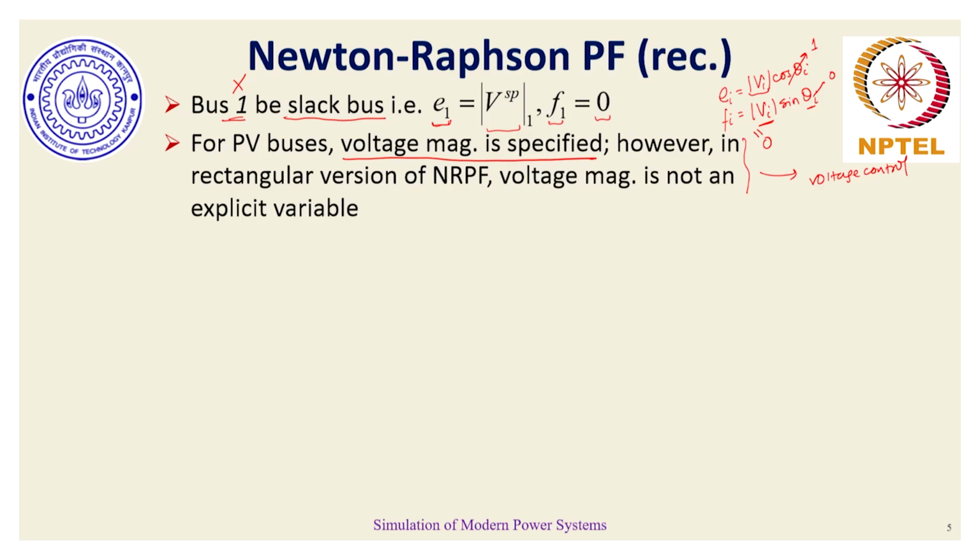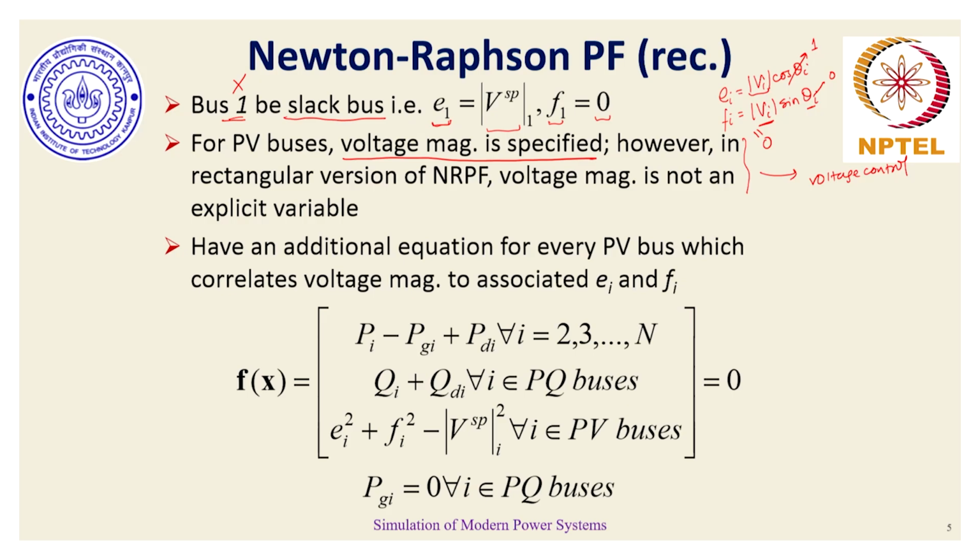That is where the difference in f of x comes in. To ensure that the voltage magnitude of PV buses is specified, we bring in this additional equation which was not present in the polar version of Newton-Raphson power flow, so that for PV buses this condition is true at the final convergence, because we want f of x to be 0. So if f of x becomes 0, the third set of equations also becomes 0, essentially leading to the corresponding E's and F's taking such a value that the V_i specified value is satisfied.